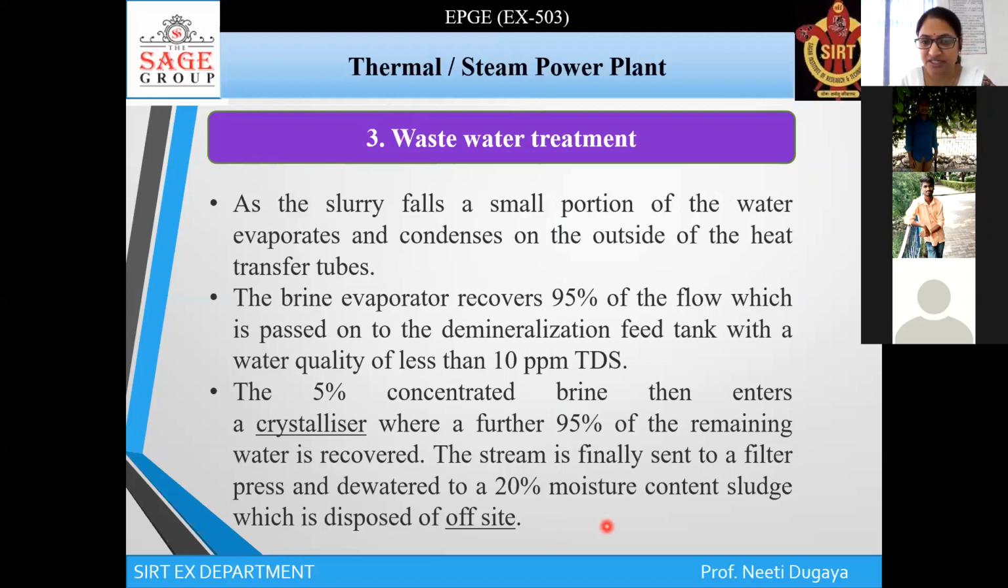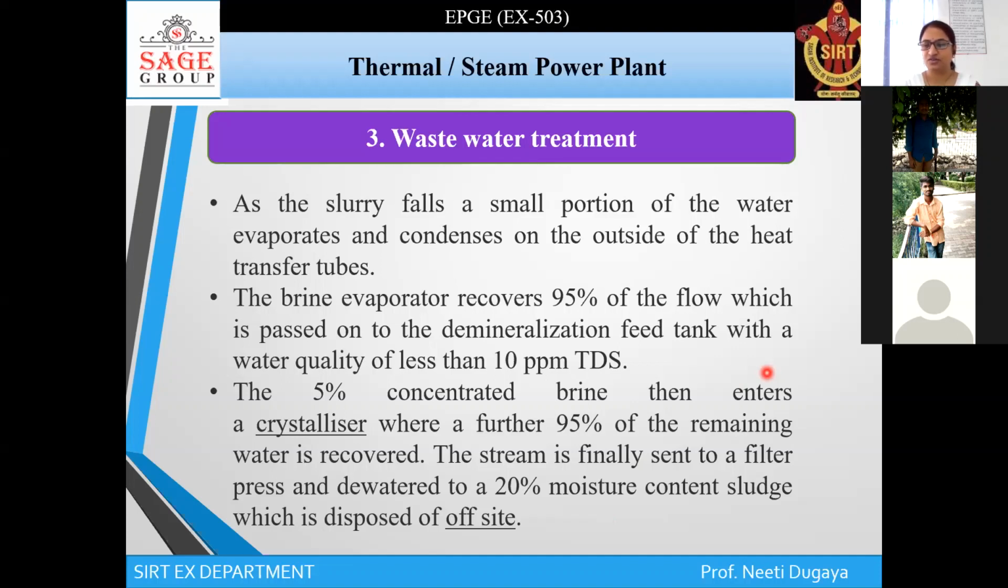It has been maintained. TDS, can anybody tell? RO की हम बात कर रहे हैं, तो RO में TDS level आता है, कोई बताएगा what is TDS? What is the full form of TDS? The full form of TDS is total dissolved salt, right?